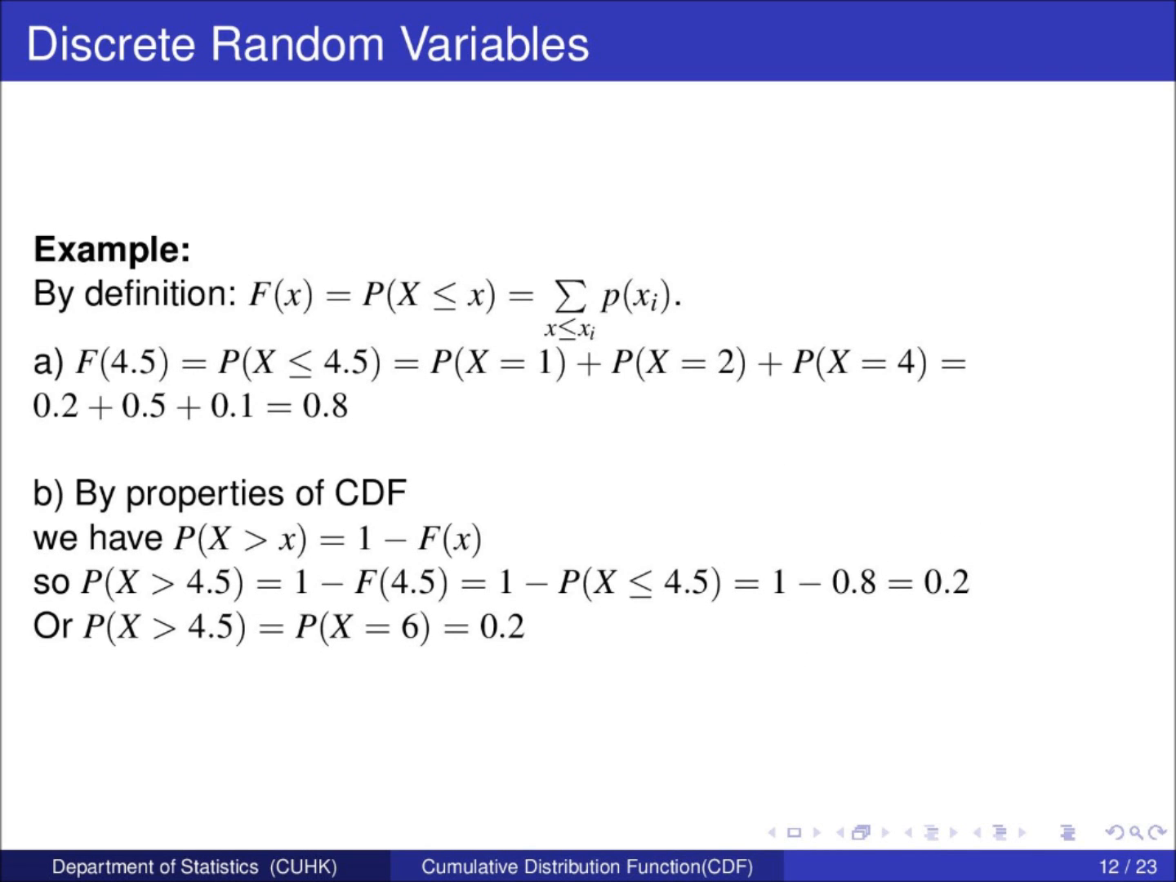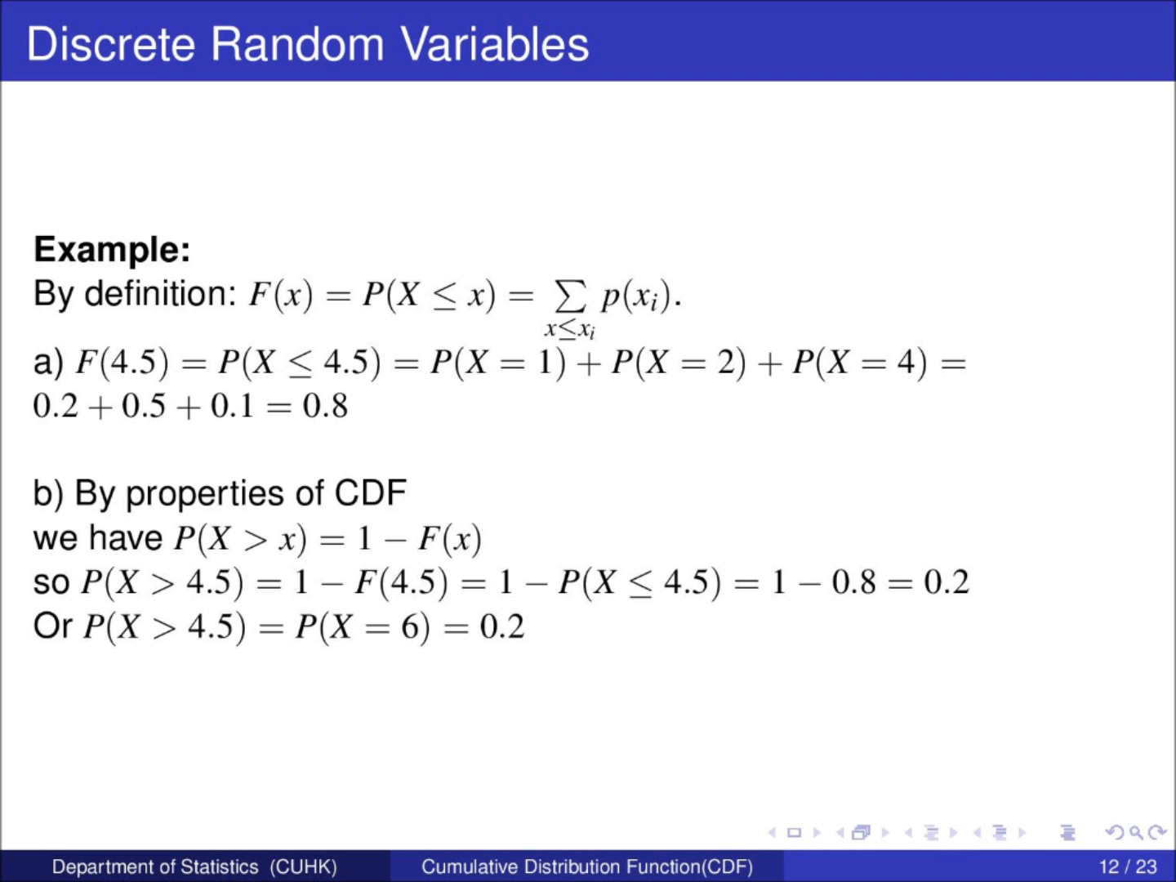For part A, by definition, the CDF is equal to the summation of the probabilities of all values of x, and we can simply use this property. So F(4.5) is equal to the probability of X smaller than or equal to 4.5, which is equal to the probability of x equal to 1 plus the probability of x equal to 2 plus the probability of x equal to 4, and we get 0.8.